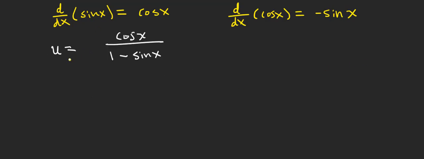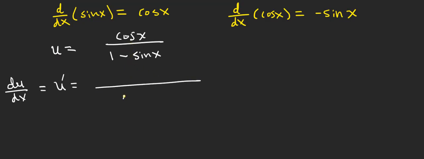So let's say you have u equals cosine x over 1 minus sine x. Now we want to find u prime. In this case, u prime is the same thing as du over dx. You're taking the derivative of u with respect to x. For this one, we have to use the quotient rule. So we have to square the denominator.